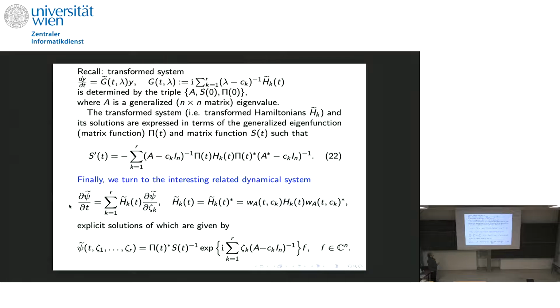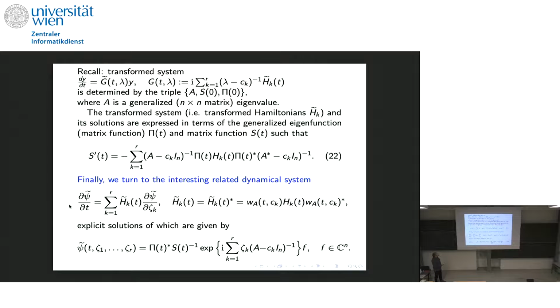But finally, we turn to the interesting related dynamical system. And this is this system. Its explicit solutions are expressed via pi of t and S of t, which we constructed for the previous system, and from the exponents of the generalized eigenvalues. They have the following form.